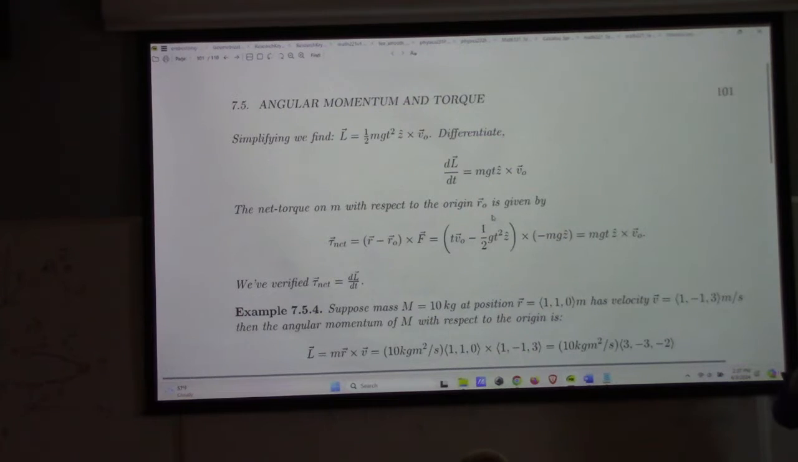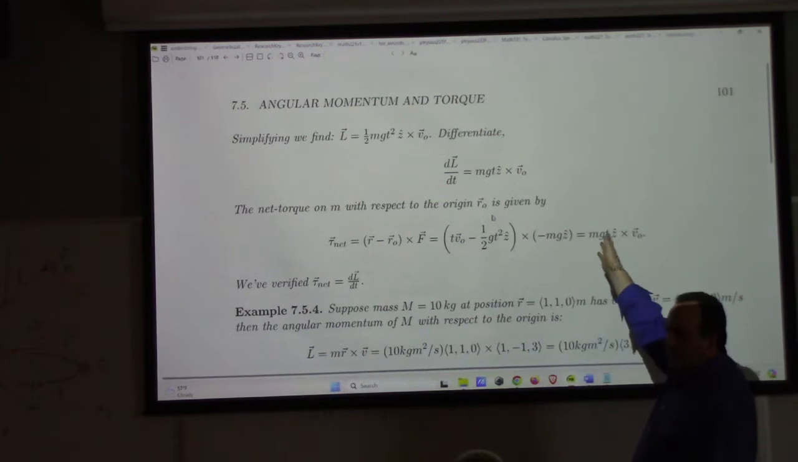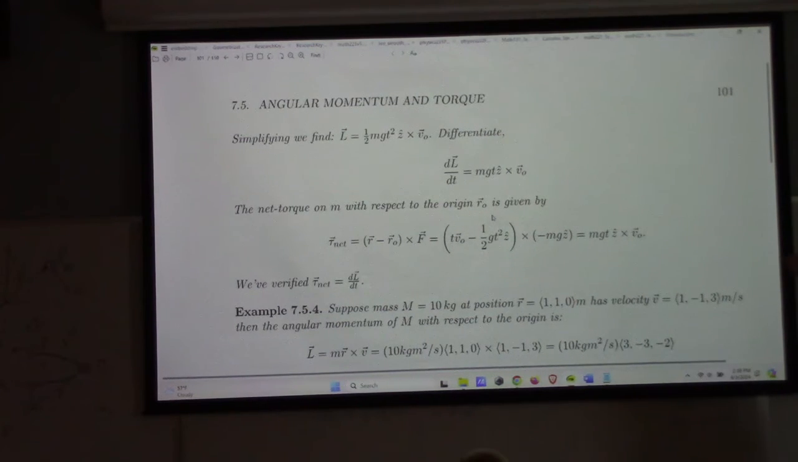And if I differentiate that, it's easy, right? Because z hat cross v naught, that's just a constant vector. When you differentiate, it just sits there. So differentiating 1/2 m g t squared just gives me m g t times the vector. Great. So that's what dL/dt is.